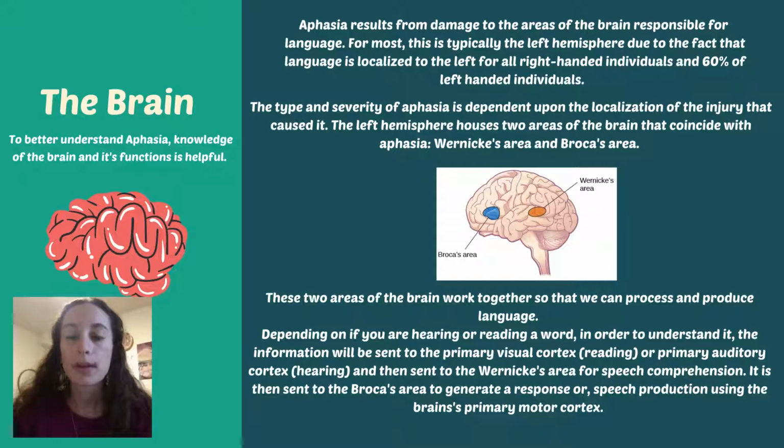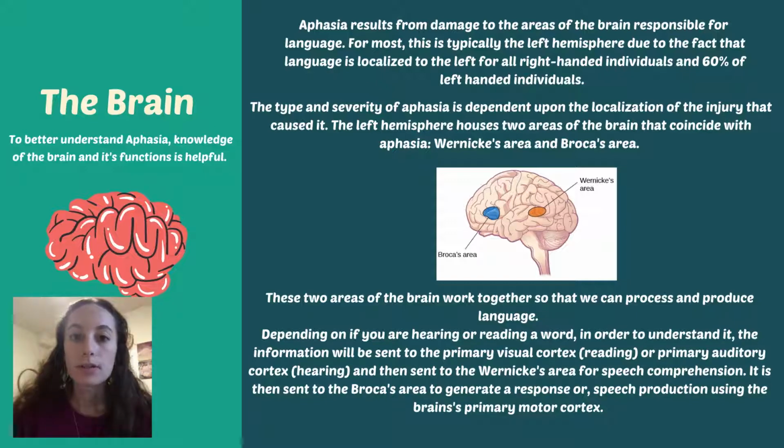To put this into perspective, imagine that you are listening to or reading a word. In order to comprehend this word, it will be sent to either the primary auditory cortex for hearing or primary visual cortex for reading. It will then be sent to the Wernicke's area for comprehension and then the Broca's area for speech production in order to generate a response. This is done with the help of the primary motor cortex in order to physically articulate what you want to say.